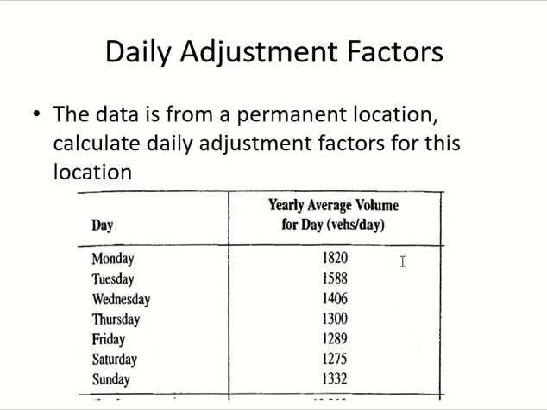But just pay attention to how we are using the data. Now, this is data from a permanent control count location. For every day of the week, they gave me a yearly average. Meaning they had the 365 days of data. From those 365 days, they separated Monday, took the average. Separated Tuesday, took the average. Wednesday, took the average. And so on. So each number is the average of this day in the entire year. On Monday, the average traffic is 1820. On Tuesday it is this much, and so on. Give me an average of these values. How much is the average of these values?